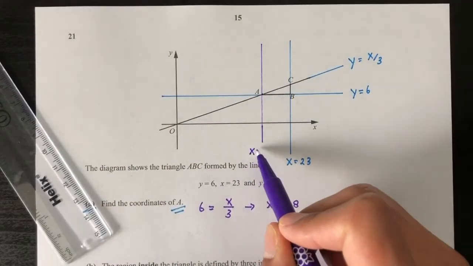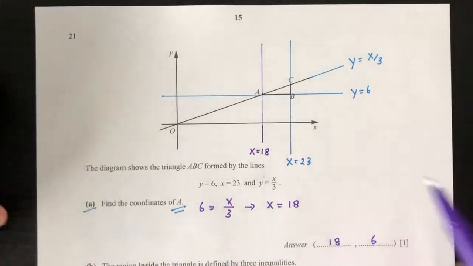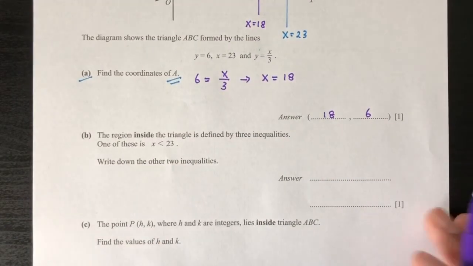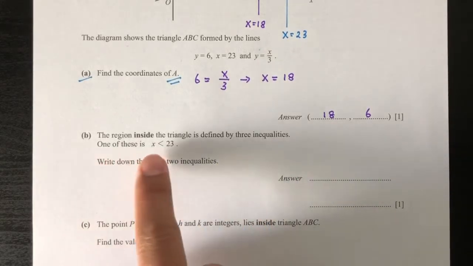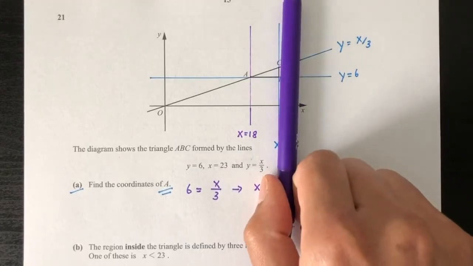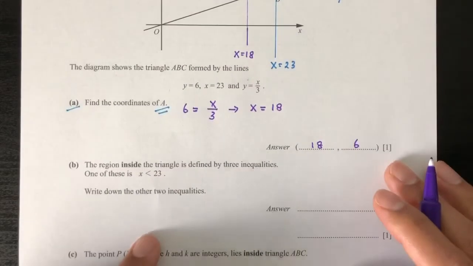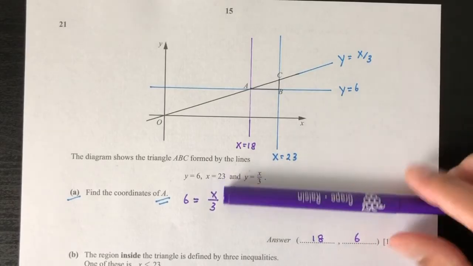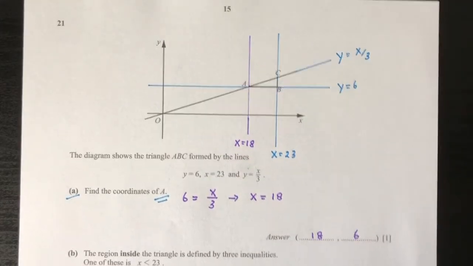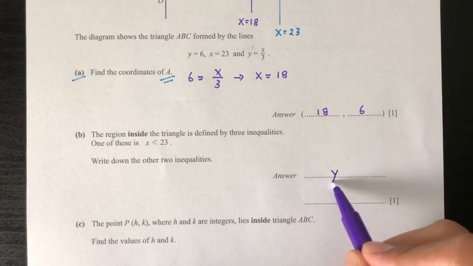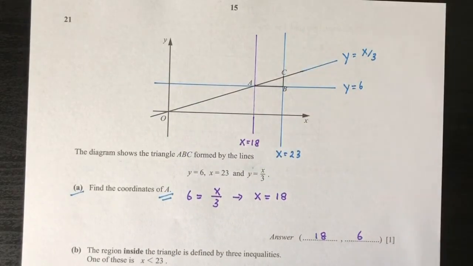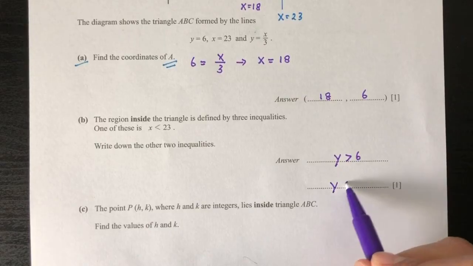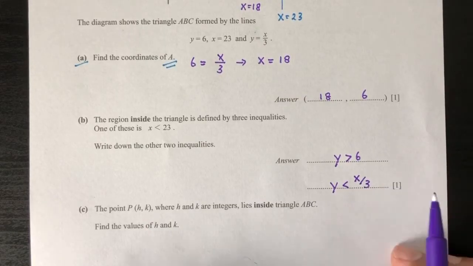This is x equal to 18. Okay. Now for part B, the region inside of the triangle is defined by three inequalities. One of these is x less than 23, which is this one. Now we have to define the other two. Pretty easy. y has to be more than 6, and has to be less than this one, so y will be less than x over 3.